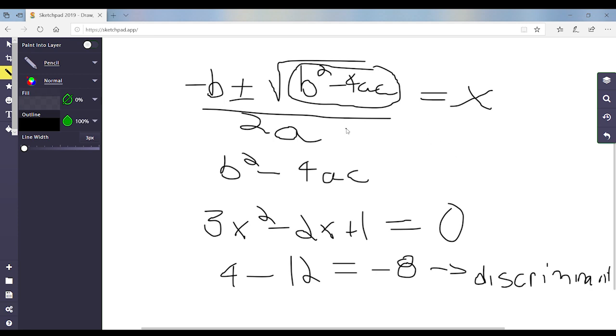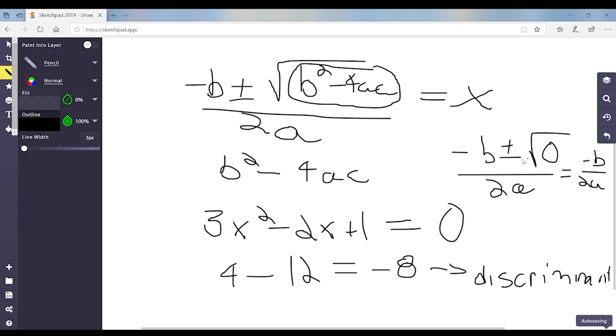So what if it's equal to 0? Well, let's pretend this is 0, okay? You would have minus b plus or minus the square root of 0, divided by 2a. And that's just equal to minus b divided by 2a. There is no plus or minus, so you would only have one solution.